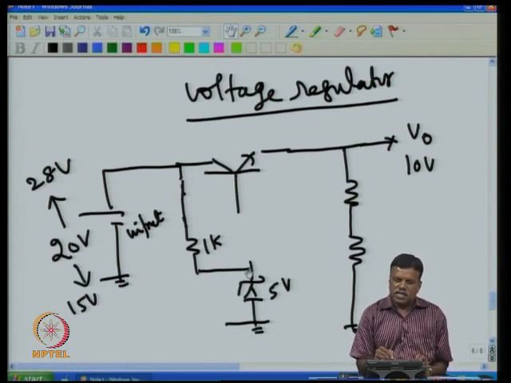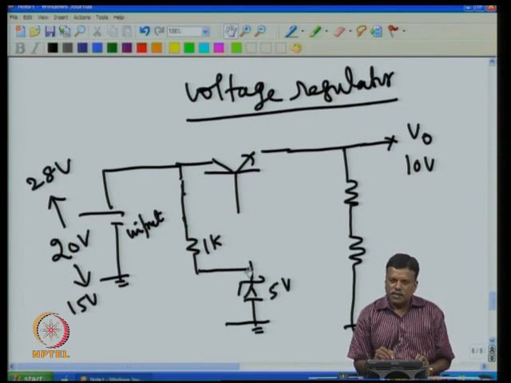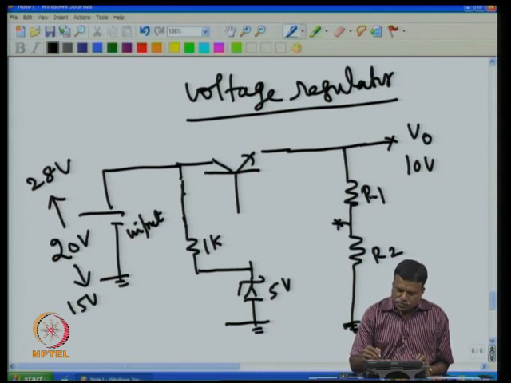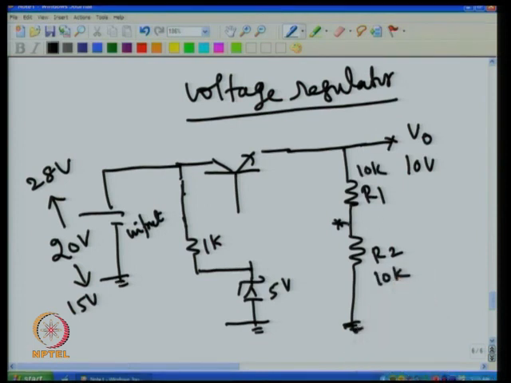The Zener voltage will slightly increase, a little more than 5, and at this point of time we take it as only 5. So this is only biasing the transistor. These two resistors, I take R1 and R2. They are only a voltage divider. Whatever output voltage is there, that is divided, and at this point you get the divided voltage. For example, if I put here 10k and here also 10k, then I know that if it is 10 volt, I will get 5 volt here.